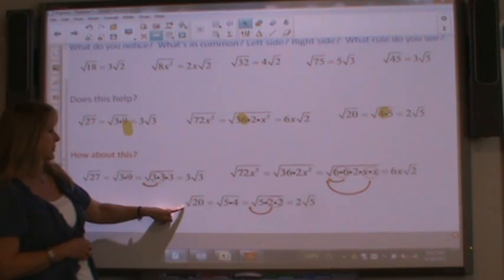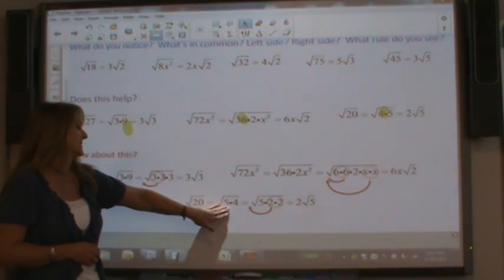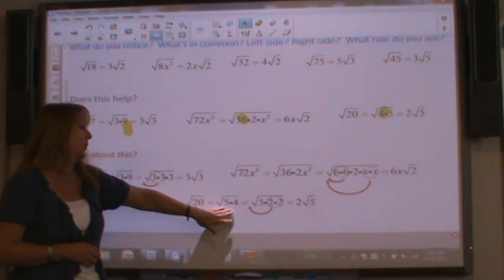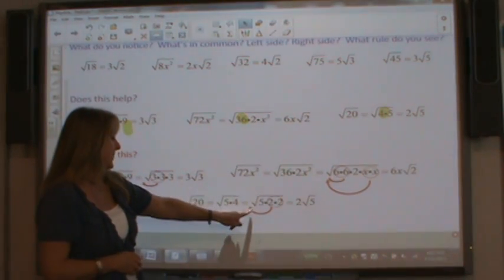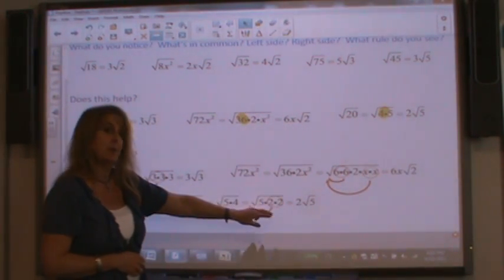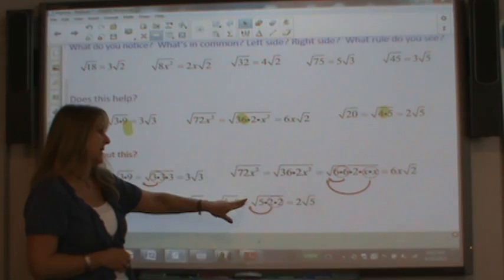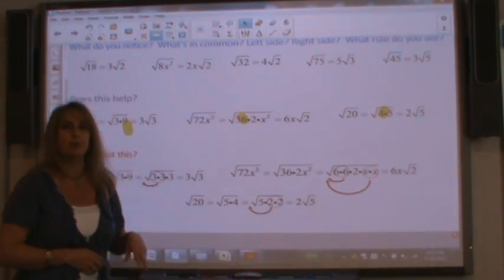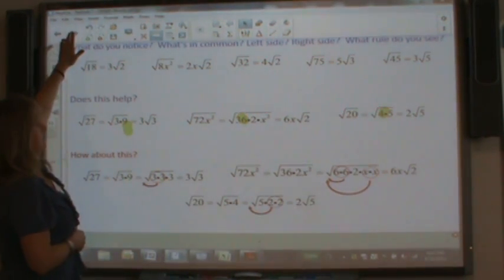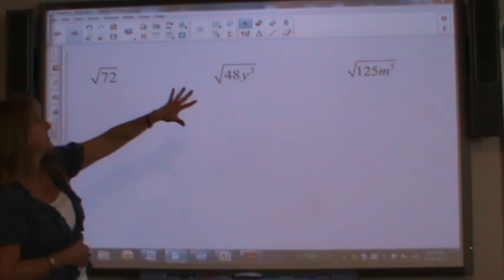And the same with the square root of 20. That can be written as the square root of 5 times 4, and therefore the square root of 5 times 2 times 2. I have two 2's, 1 goes out, and it becomes 2 times the square root of 5. All right? Let's look at some of these others right here.